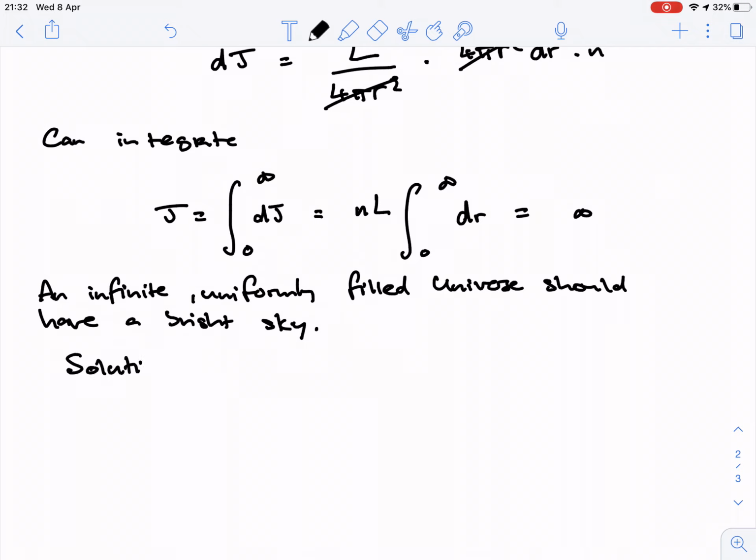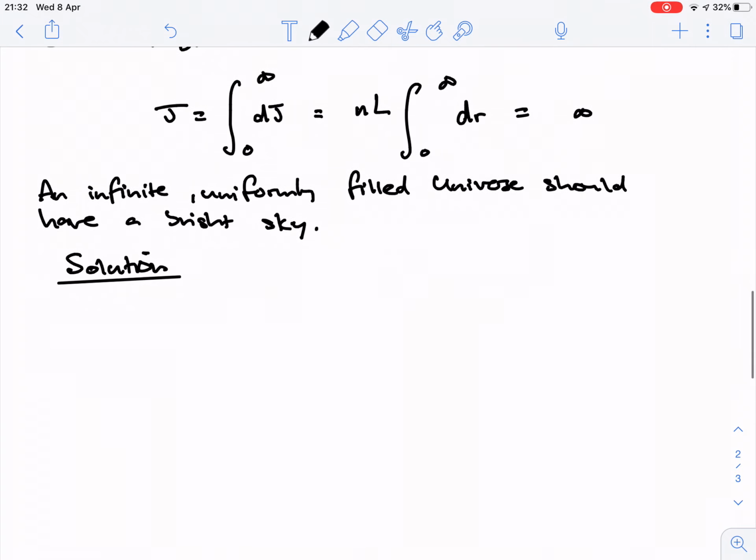And the solution is straightforward, but not necessarily the one you would think of. The most obvious solution, of course, is you say the universe is not infinite. That's the first thing you would come up with. And you're right, but actually the correct statement is that it's not infinite in age. It may or may not be infinite in extent. We don't know that at the moment, at least at this point in the course.